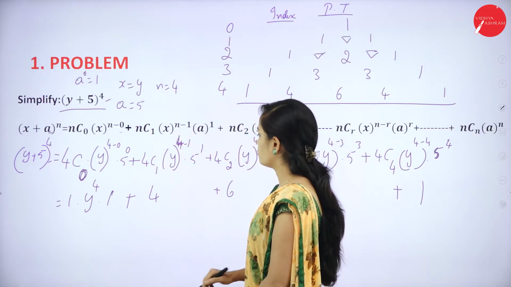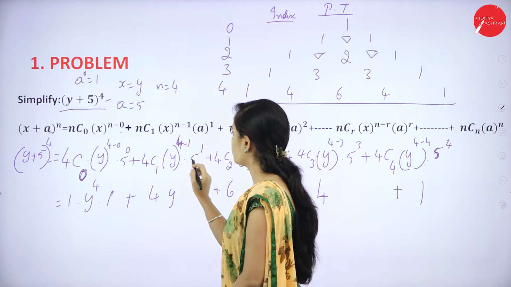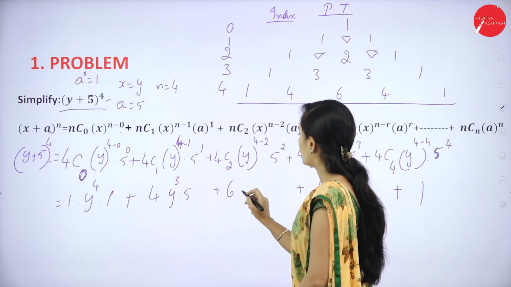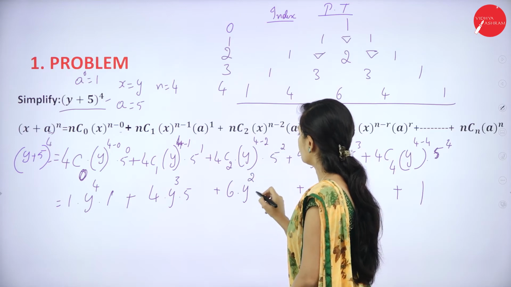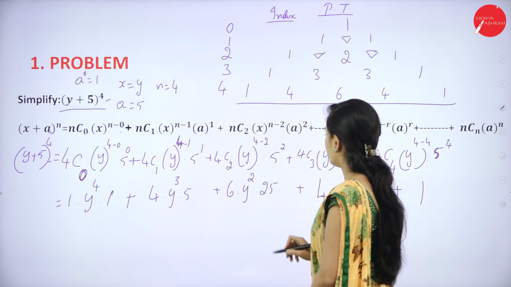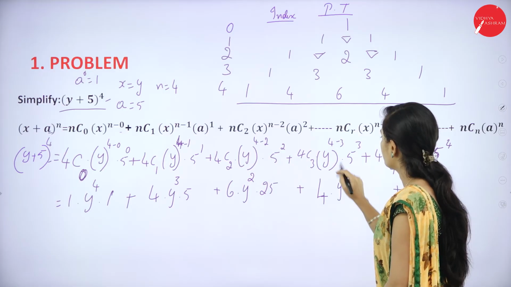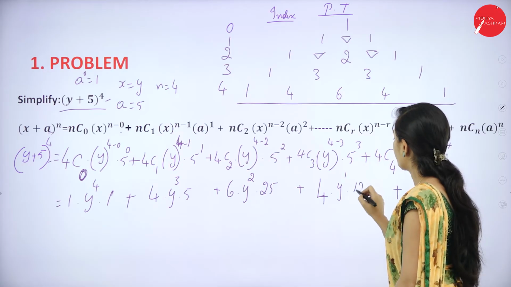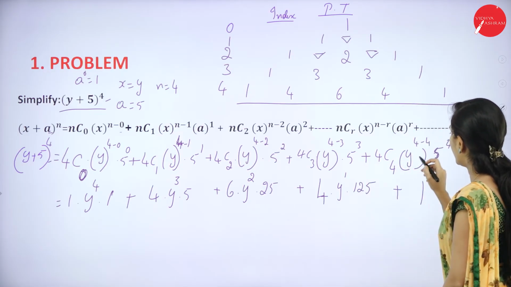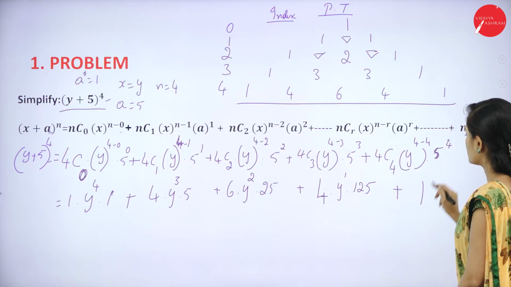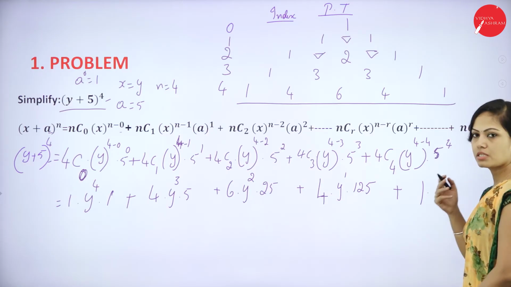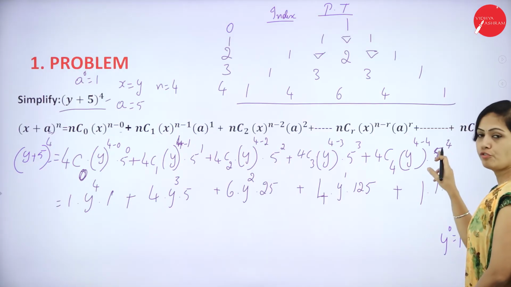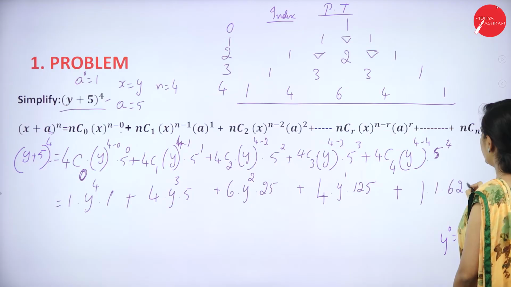So, 4C1 is 4. So, 4 minus 1 means it is 3. 5 power 1 is 5. And y power 4 minus 2 is 2. 5 square means 25. And y power 1 into 5 cube, it is 125. And y power 4 minus 4. So, 4 minus 4 means it is y power 0. Y power 0 is equal to 1. So, 5 power 4 means it is 625.